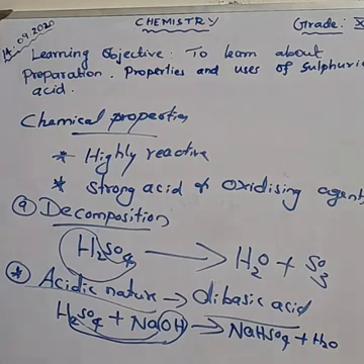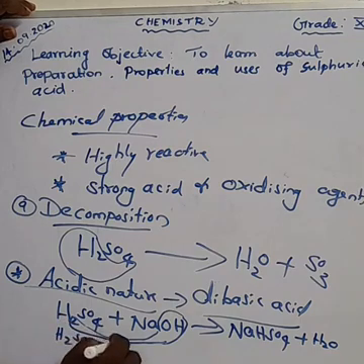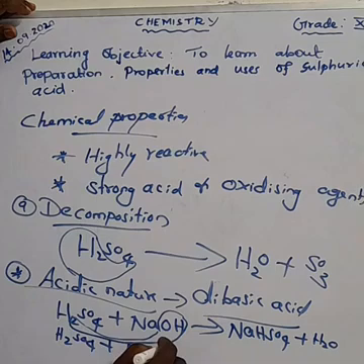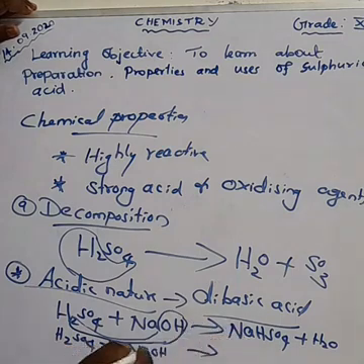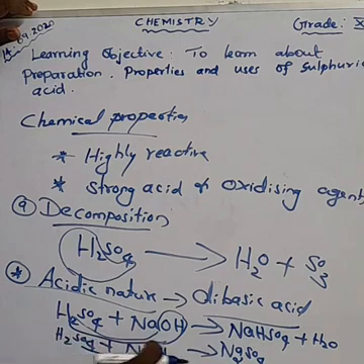This is the acidic nature. And also sulfuric acid reacts again with sodium hydroxide, here two molecules of sodium hydroxide. We get sodium sulfate. The sodium combines with the sulfate. What is the formula for sodium sulfate? Na2SO4. Hydrogen combines with OH to form water.